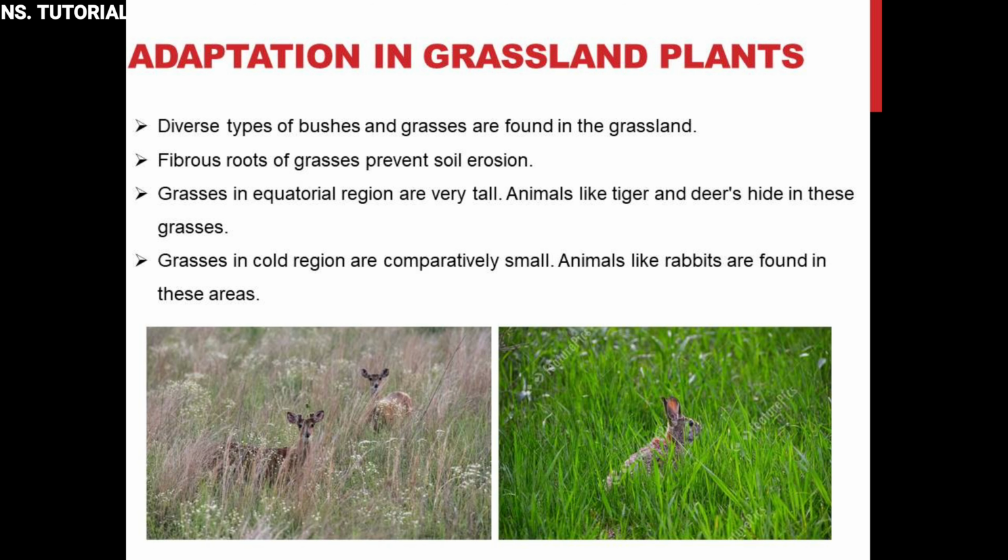Grasses are present in the equatorial region as well as in the cold region. The grasses in the equatorial region are very tall. Animals like tigers and deer hide in these grasses. Grasses in the cold region are comparatively small. Animals like rabbits are found in these areas.